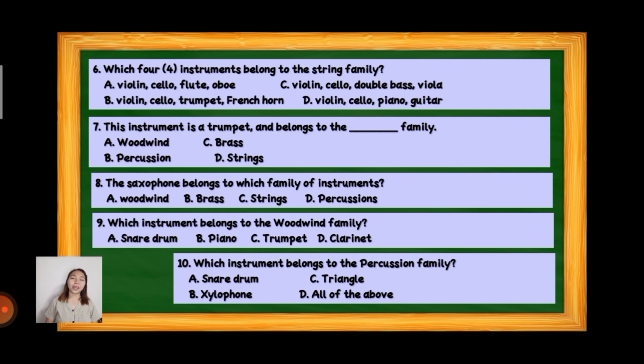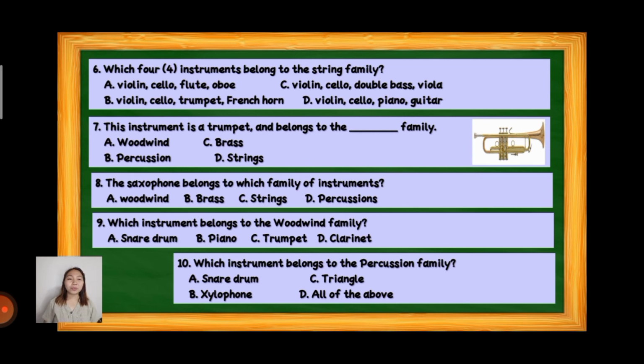Okay, number 7. This instrument is a trumpet and belongs to blank family. Okay, unsa man tong trumpet? Okay, so A. Woodwind. B. Percussion. C. Brass. Letter D. Strings. Number 8. The saxophone belongs to which family of instruments? A. Woodwind, B. Brass, C. String, D. Percussions.